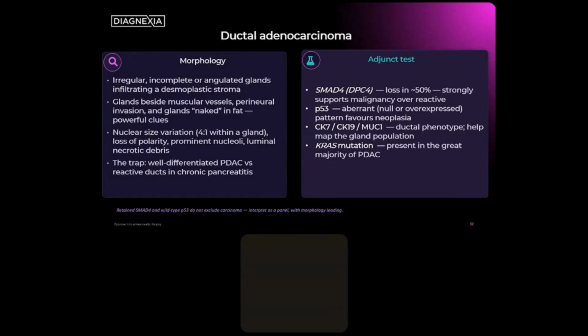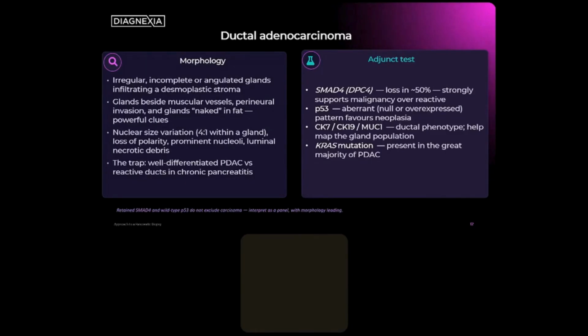Now, the morphology here in the obvious case is quite easy, and I have to go through that. Generally speaking, the ones that put you under pressure are the ones that don't fulfill all the obvious criteria. But if you see irregularly spaced, incomplete, angulated glands, and I'll show you some images later, infiltrating into a desmoplastic stroma, that is not going to be chronic pancreatitis.